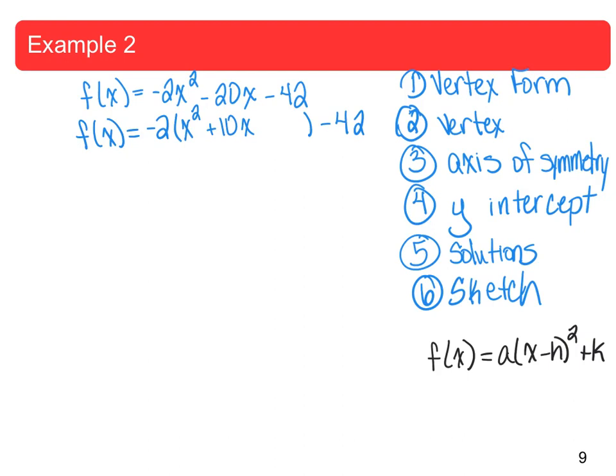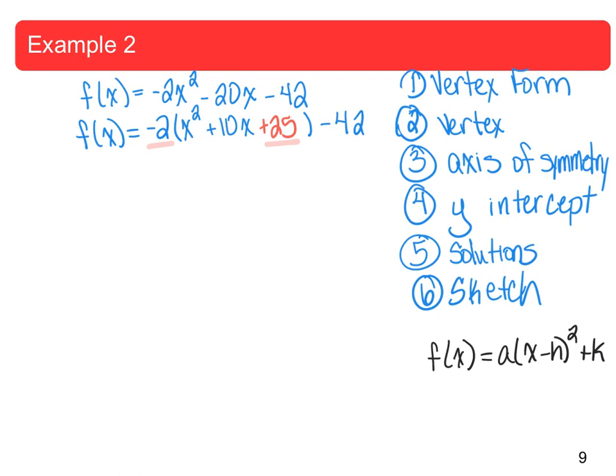What is half of 10? 5. And what's 5 squared? Good. This is where students make mistakes. This step right here. We aren't actually adding 25. We are adding 25 times -2. What is 25 times -2? -50, okay? We're not adding 25, we're actually subtracting 50, and that's exactly right. So on this portion, we are adding -50 or subtracting 50.